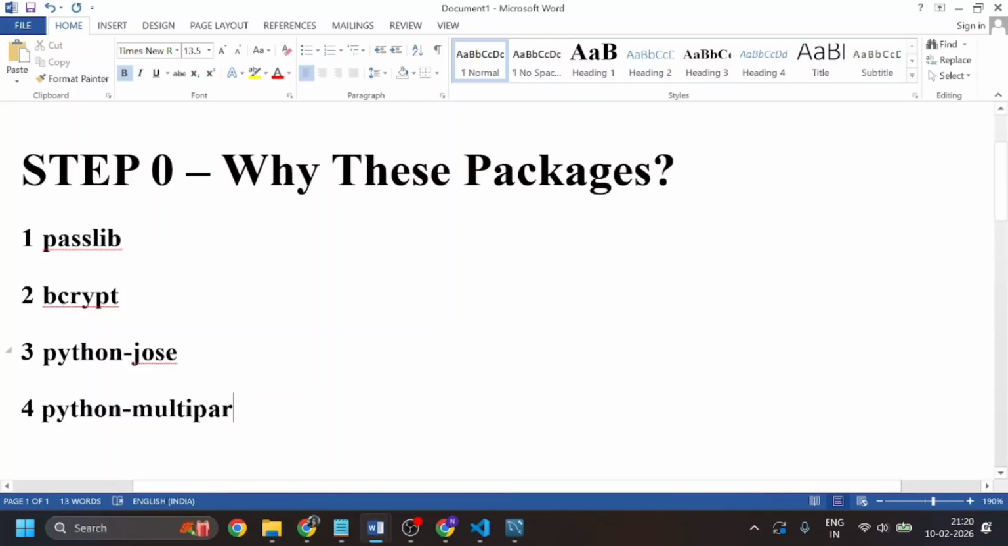And third is python-jose. Python-jose is used to create and verify JWT tokens. And this one, python-multipart. OAuth2 login uses form data, not JSON data. So python-multipart allows FastAPI to read that form data. So that's why we use these packages.